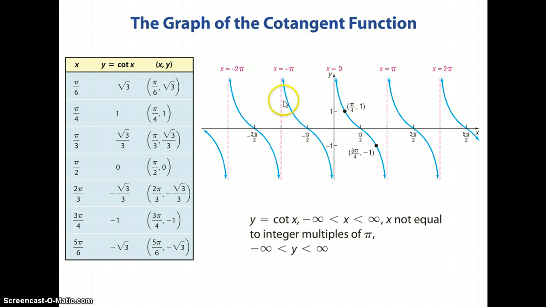Now the other thing about the cotangent is that it is decreasing over every period. So the same thing: find your first vertical asymptote. The period of the cotangent, same as the tangent, is pi, so just go over pi to the right or pi to the left. I don't care which. Draw your next vertical asymptote, and then your x-intercept is always right in between.